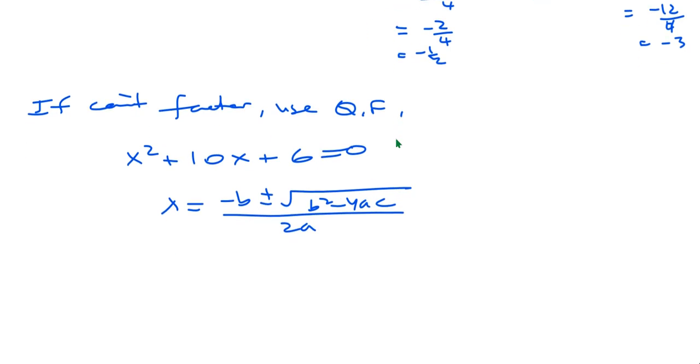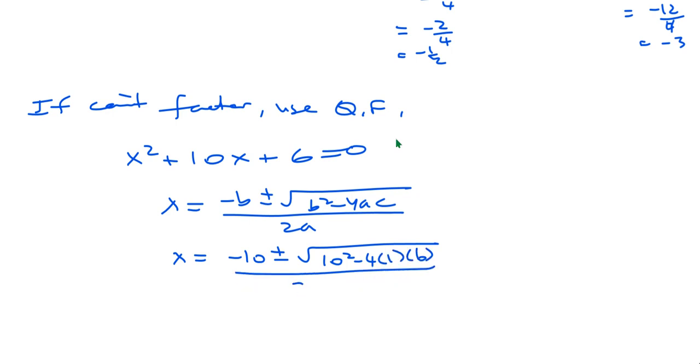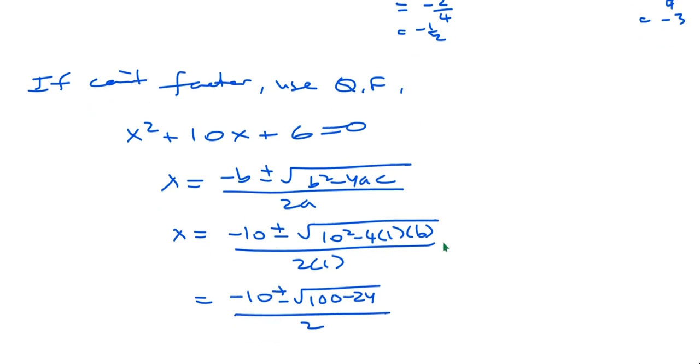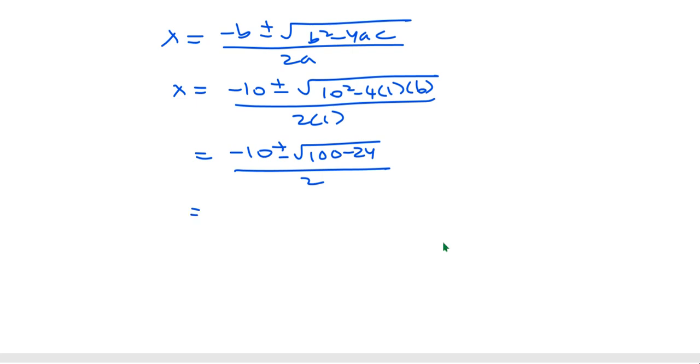And so x is equal to negative 10 plus or minus the square root of 10 squared minus 4 times 1 times 6, over 2 times 1, which is negative 10 plus or minus the square root of 100 minus 24 over 2. 100 minus 24 is 76. So this is negative 10 plus or minus the square root of 76 over 2. And that's your answer. That's actually two answers, negative 10 plus root 76 over 2 and negative 10 minus root 76 over 2.